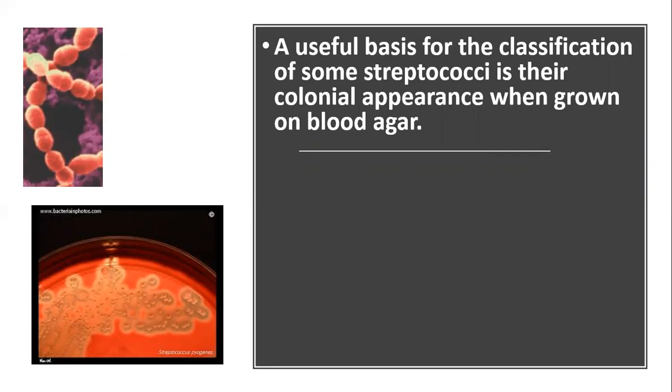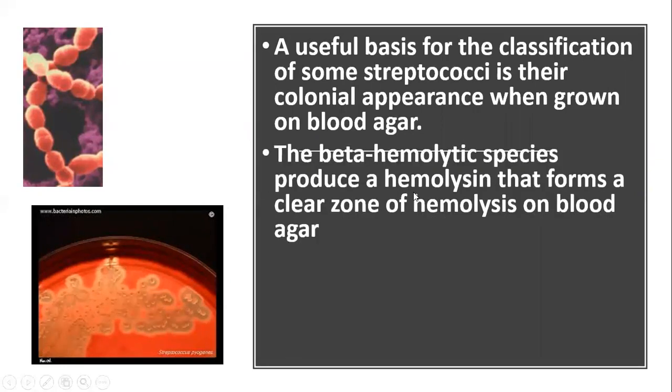So what happens if any organism is capable of lysing the RBCs? From that site the color becomes colorless, right? So whenever this lysis happens, there is a clear zone of hemolysis on the blood agar. This hemolysis can be of two types. There may be a complete hemolysis or there may be partial hemolysis.